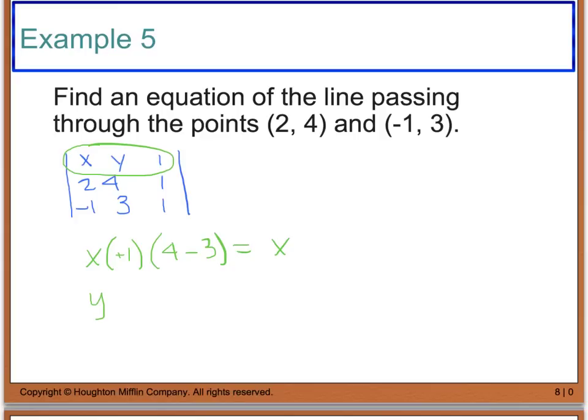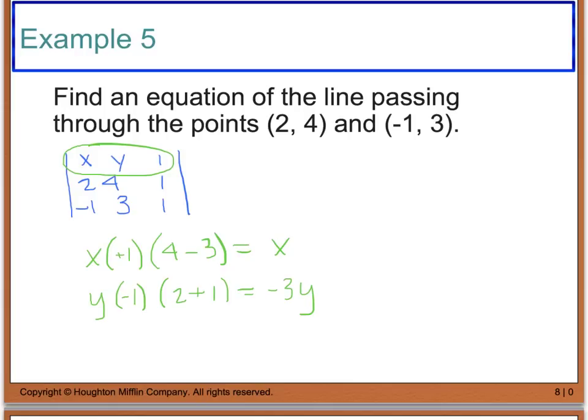In the middle, I know that I have to change this sign, so I'm going to multiply by a negative 1. And when I do the determinant of the first row middle column, I see that I have 2 times 1, which is 2, minus a negative 1 times a positive 1 will give me a negative 1. 2 minus a negative really becomes 2 plus 1. 2 plus 1 is 3, times my negative 1 gives me minus 3y.